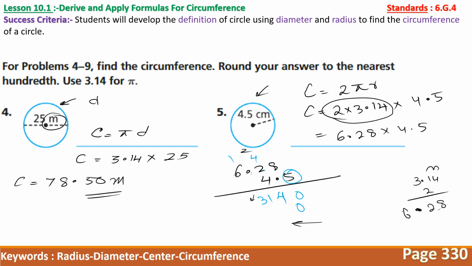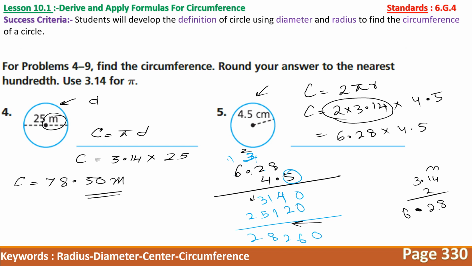4 times 8 is 32. 2 down, 3 up. 4 times 2 is 8. 8 plus 3 is 11. 1 down and 1 up. 4 times 6 is 24. 24 plus 1 is 25. Add them 0, 6, 2, 8 and 2.